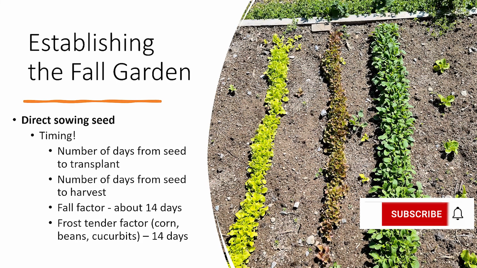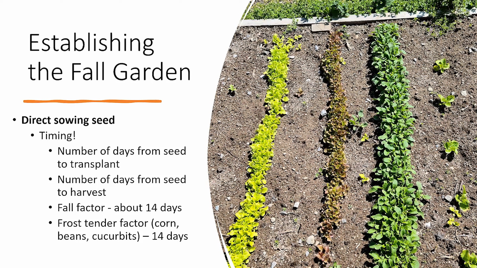So when we get into the fall, our day length is shorter and our nights are cooler. So that adds time to the maturity of the crop. Frost tender factor also, if we are growing warm season crops like sweet corn, beans, cucurbits, and that's 14 days.